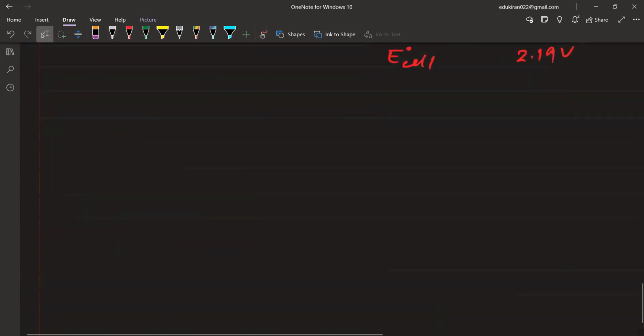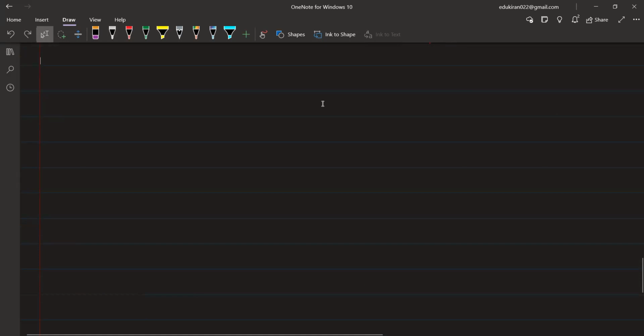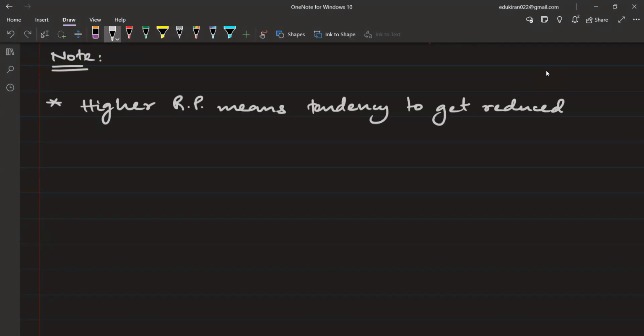Next, let us look at these values only and understand one more thing. अच्छा, एक चीज पहले समझ लेते हैं. When I say something has a higher reduction potential, ठीक है? Please write a note. Higher reduction potential means tendency to get reduced. Tendency to get reduced. है ना?